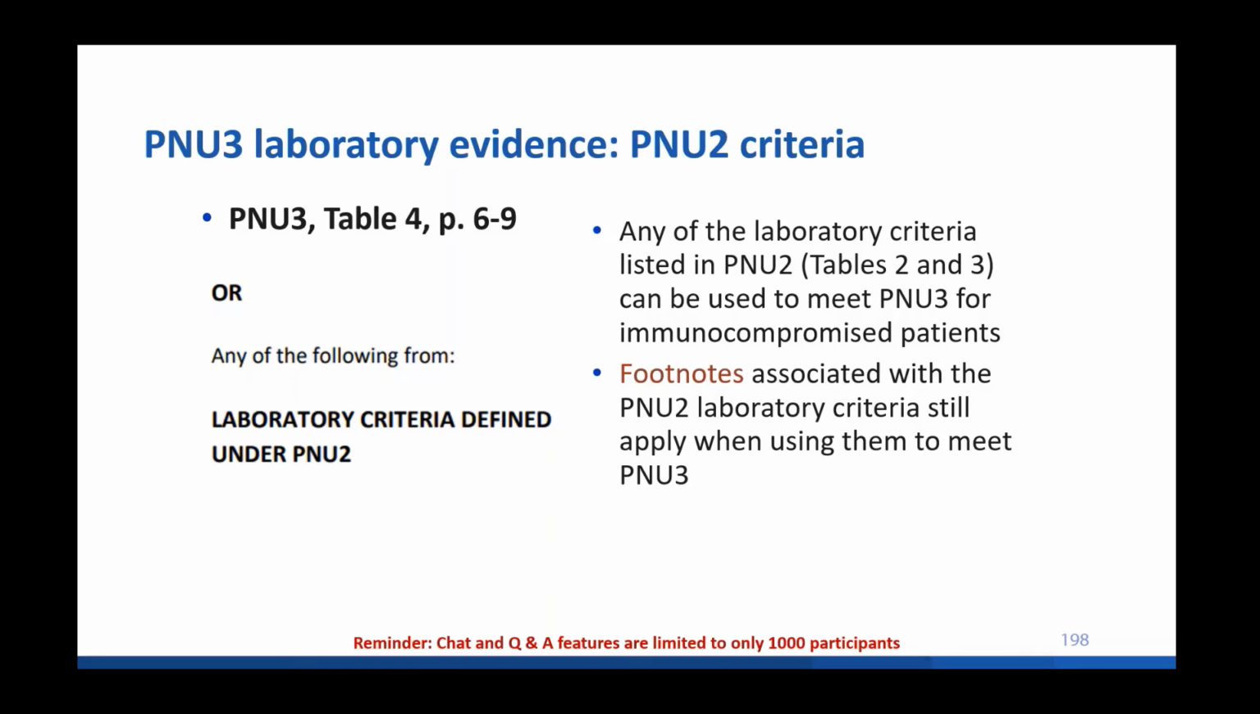So for example, if you have Enterococcus faecalis identified from a blood specimen, it cannot be used as an element in the infection window period to meet Pneumonia 3, since as we reviewed a few slides ago, the footnote number 8 organism exclusions apply when using this laboratory element to meet Pneumonia 2 or to meet Pneumonia 3 using laboratory findings from Pneumonia 2.